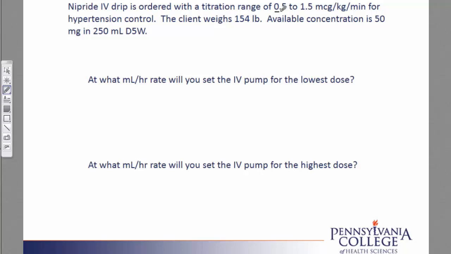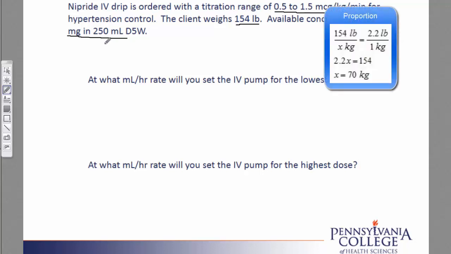The range is given to us in micrograms per kilogram per minute. Our patient's weight is given, and the concentration of the medication in our IV bag is given, and the fact that it's D5W tells us that it is definitely in an IV bag. We're going to start by converting the weight to kilograms.